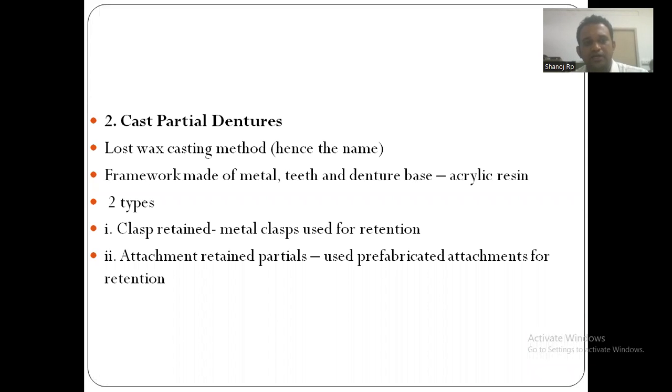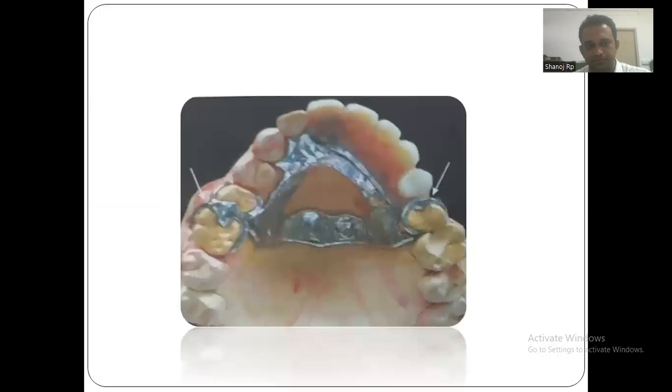Now, coming to the cast partial denture. A cast partial denture is fabricated by the lost wax casting method, and it is basically made up of metal, teeth, denture base, and acrylic resin. There are basically two types. One is a clasp retained partial with metal clasps for retention. The other one is attachment retained partials, which use prefabricated attachments for retention.